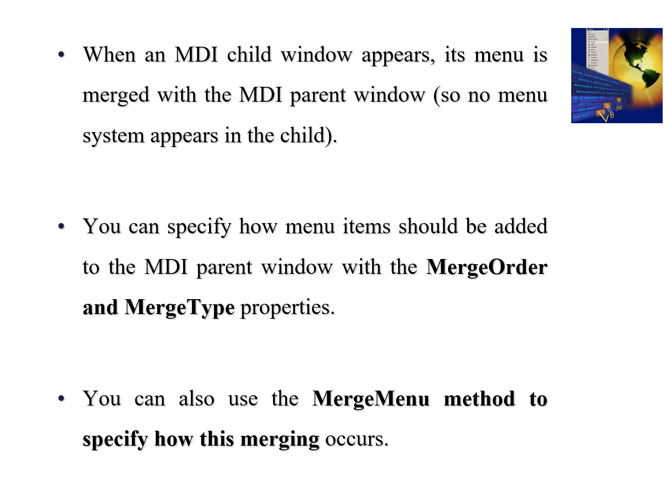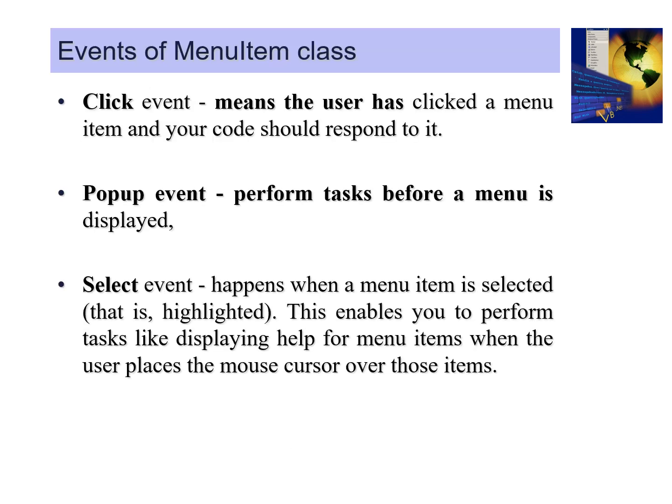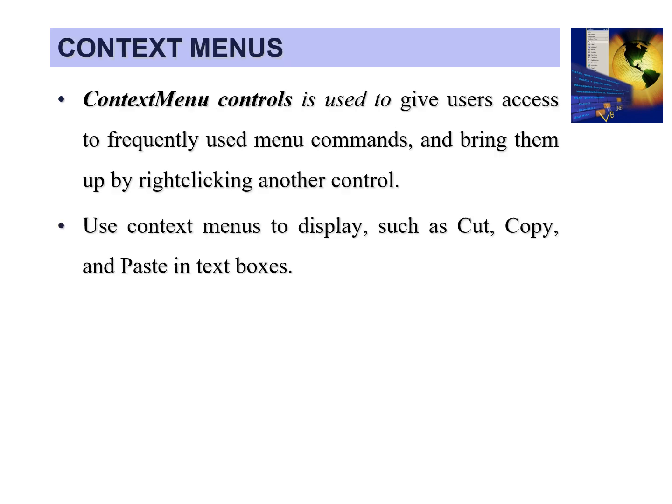When an MDI child window appears, its menu is merged with the MDI parent window. You can specify how the menu item should be added to the MDI parent window with the MergeOrder and MergeType properties. You can also use the MergeMenu method to specify how this merge occurs. Let us see what events are available in the MenuItem class. The Click event means that the user has clicked the menu item and your code should respond to it. The Popup event performs tasks before a menu is displayed. And the Select event happens when a menu item is selected.